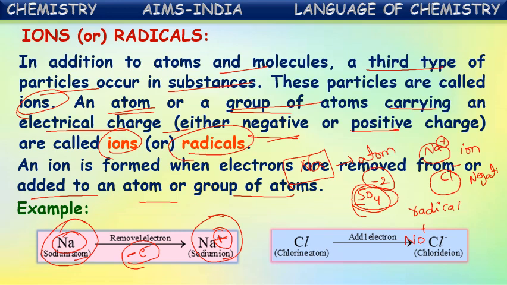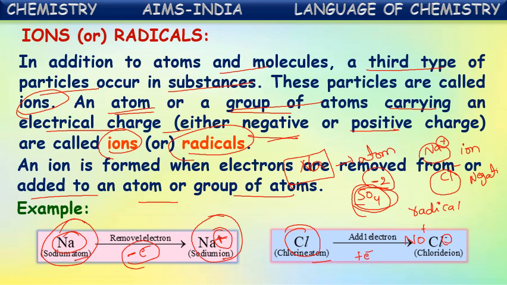Chlorine. Here, see chlorine. To this chlorine atom, I have added one electron. If you add one electron, it is taking the electron, so it gets the negative charge. Addition of electrons, negative charge. Removing of electrons, positive charge. Chlorine added one electron, so Cl minus ion. Sodium lost one electron, so sodium plus ion.